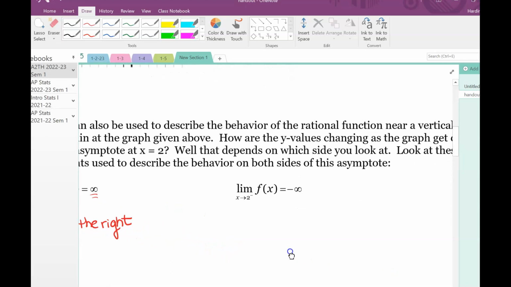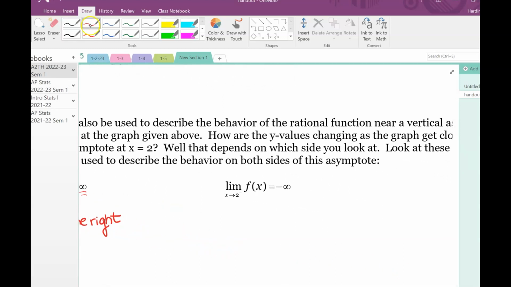So then, clearly this one is going to be from the left, and that's what that negative sign means. The way that you read this is the limit of f of x as x approaches 2 from the left.